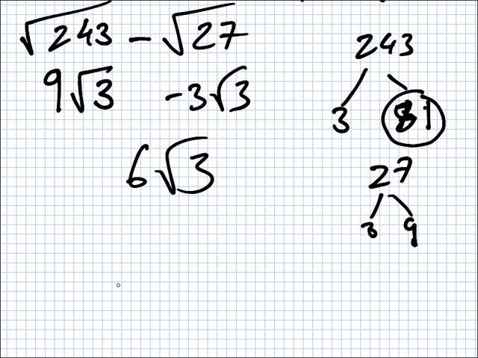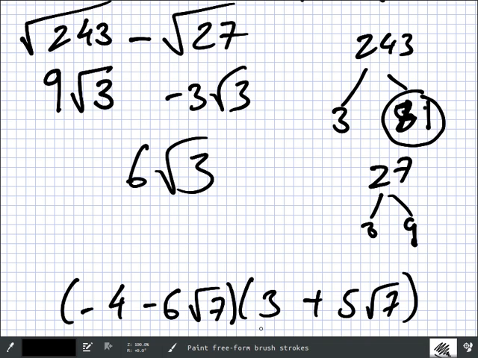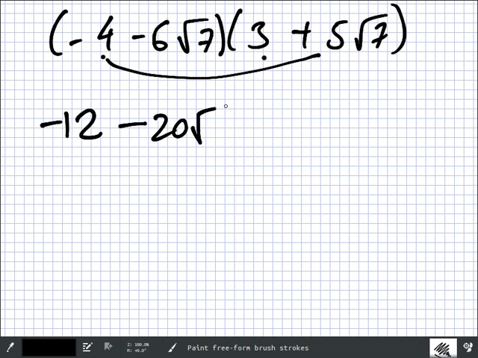Let's have a look at something like this. Minus 4 minus 6 root 7, times 3 plus 5 root 7. There's nothing too fancy here, it's just expanding. So, let's expand this. Minus 4 times minus 3, minus 12. And then we'll do that one next. Minus 20 root 7, yeah?